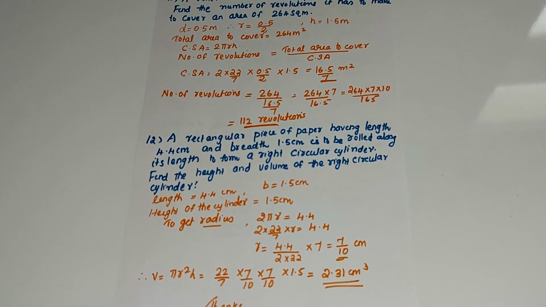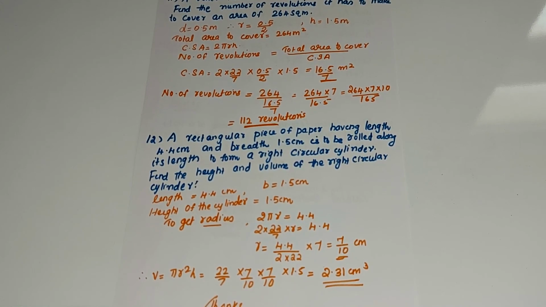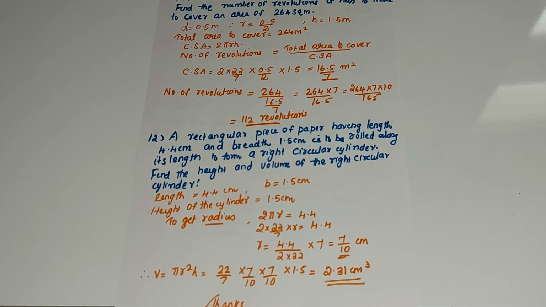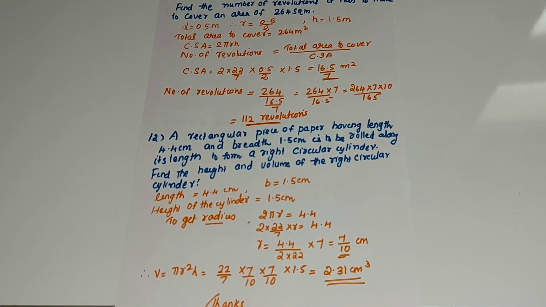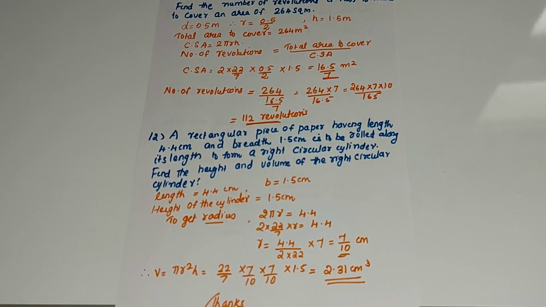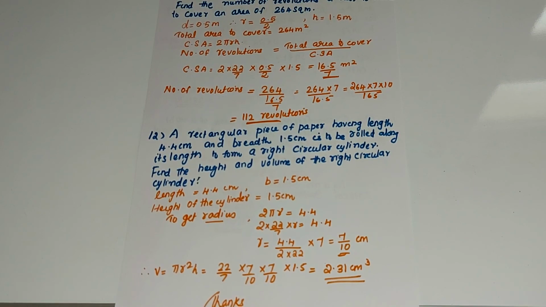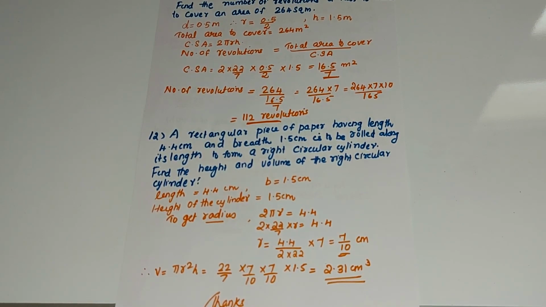And our question is to find the volume of the right circular cylinder. To get the volume of the cylinder, we need the radius. The formula we know is volume of the cylinder equals pi r square h. So we need the radius of the cylinder. To get the radius, we equate the base circumference: 2 pi r equals 4.4. So r equals, after simplification, 7 by 10 centimeter.